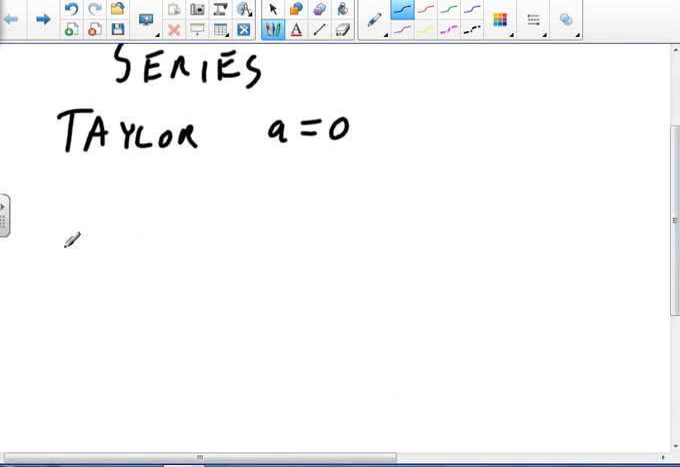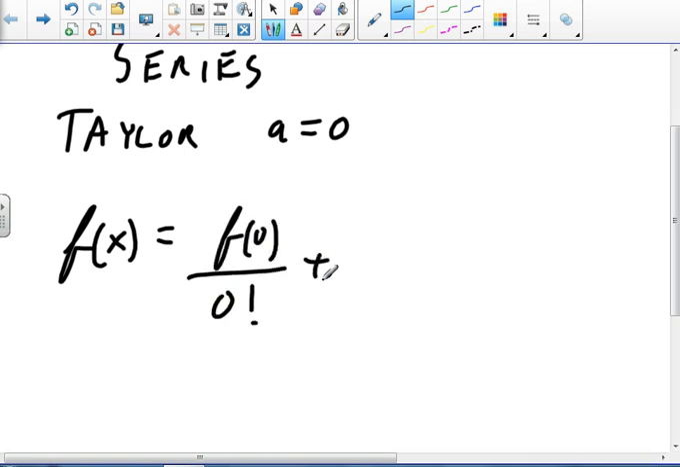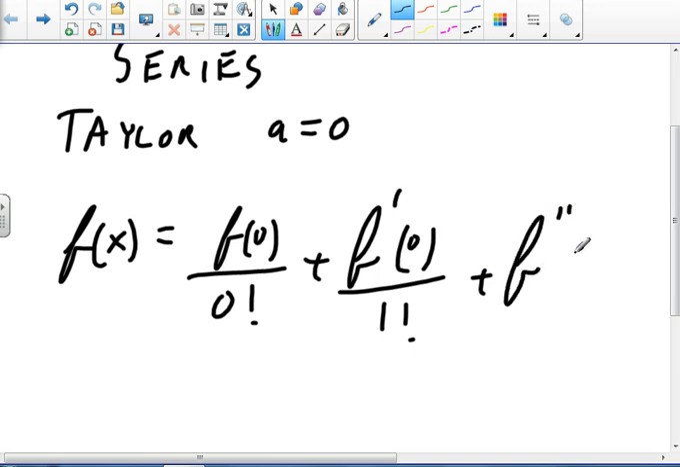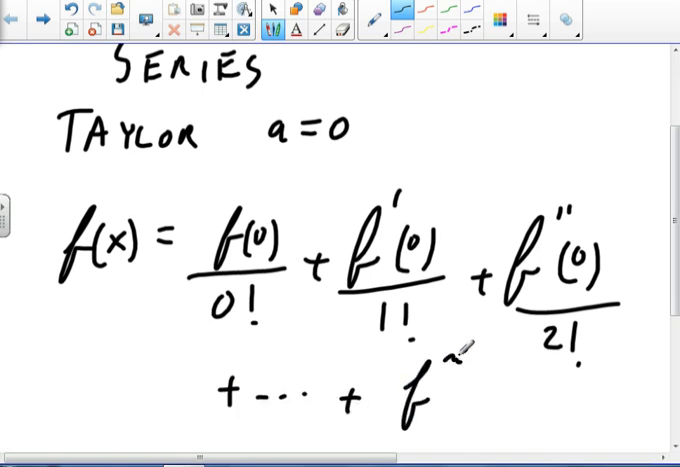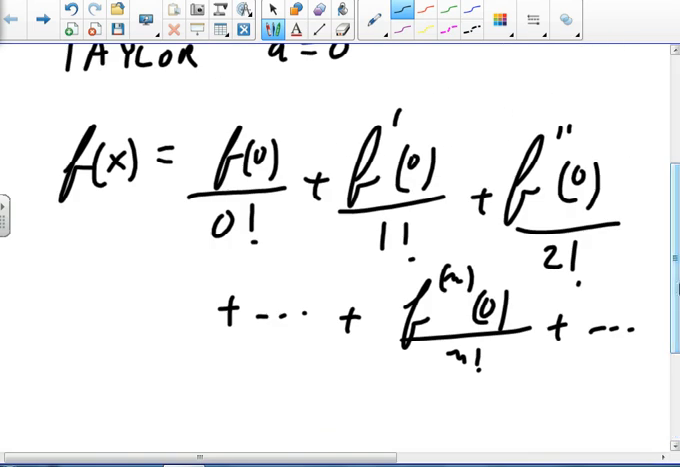It says if I have a function f of x, then the expansion of that function is going to be f at 0 divided by 0 factorial plus f prime at 0 divided by 1 factorial plus f double prime at 0 divided by 2 factorial plus blah blah blah plus the nth derivative at 0 divided by n factorial plus blah blah blah forever and ever. So that's the Taylor expansion around a is equal to 0.